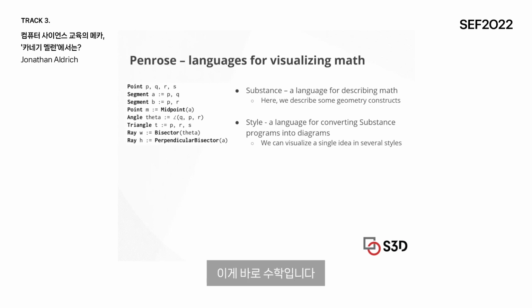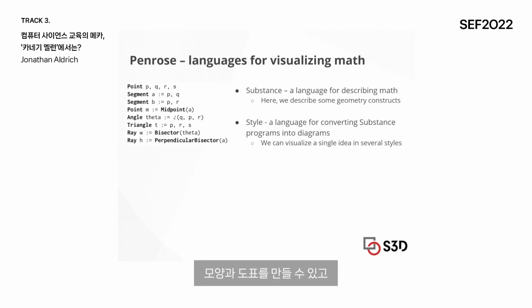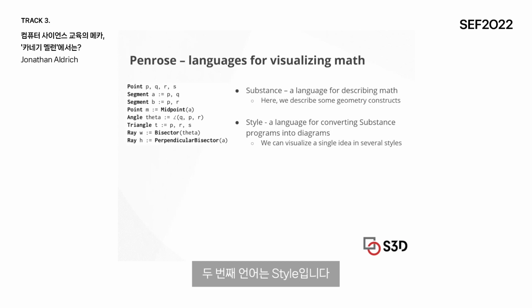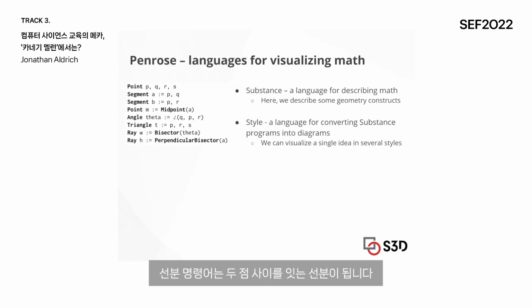Now this is math, but what's fun about geometry is that it's visual. You can create diagrams and shapes, and the intuition for geometry comes from manipulating these figures. And so we have a second language style that will actually take these commands in the Penrose substance language and turn them into diagrams. So a point in the substance language will become a point in the diagram. A line segment will become a line between the 2 points. And with a midpoint, then we create a midpoint, but it's constrained to be in the middle of the line segment that it is the midpoint of.